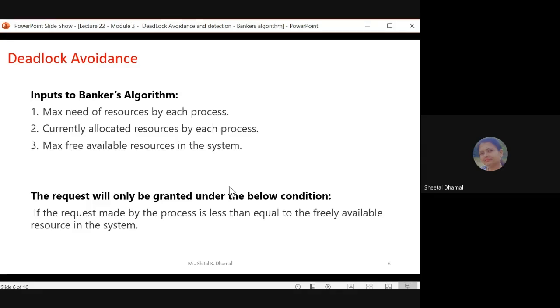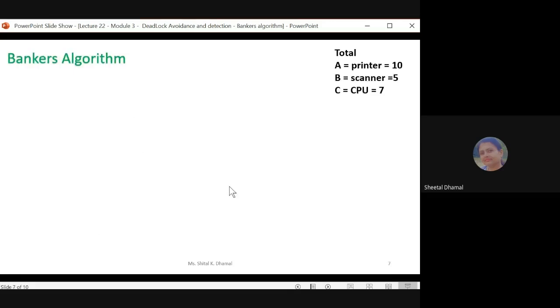And process P3 can enter into the run state only when 6 printers and 2 CPU cycles are available to that process. So in every step, your banker's algorithm will check that after assigning the resources, whether your system is present in the safe state, or whether it is present in the unsafe state. So if an unsafe condition is there, if deadlock will occur, then your system will never allocate the resources to the given process.